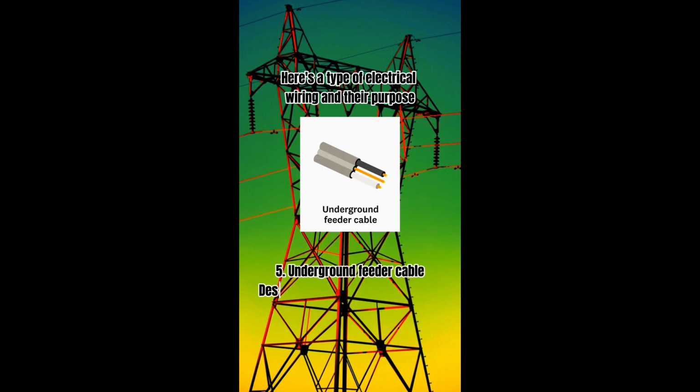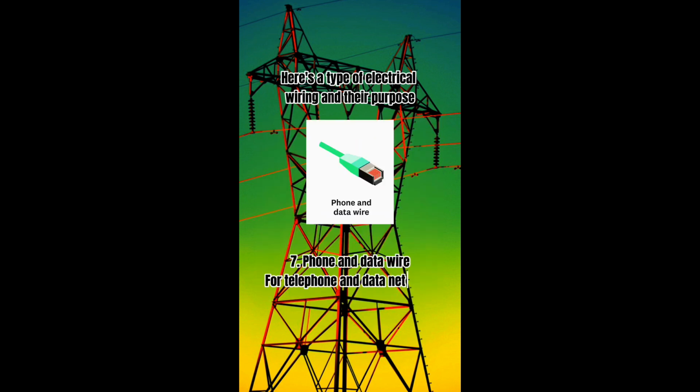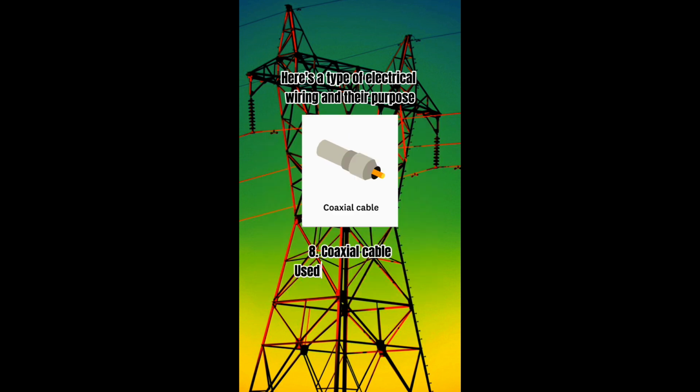5. Underground feeder cable, designed for burying underground. 6. Low voltage wiring, used for low voltage applications, such as security systems. 7. Phone and data wire, for telephone and data network connections. 8. Coaxial cable, used for transmitting high-frequency signals like television or internet.